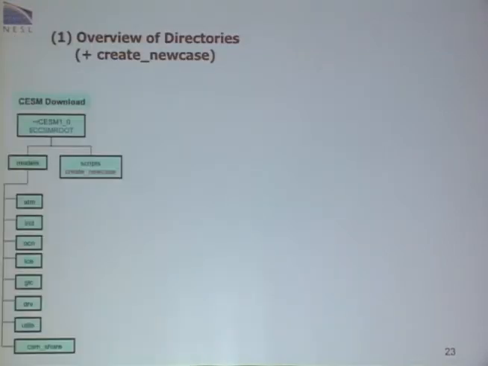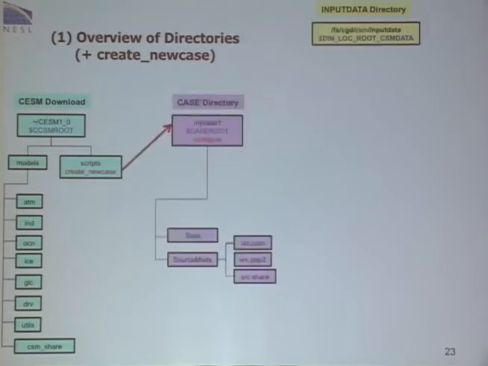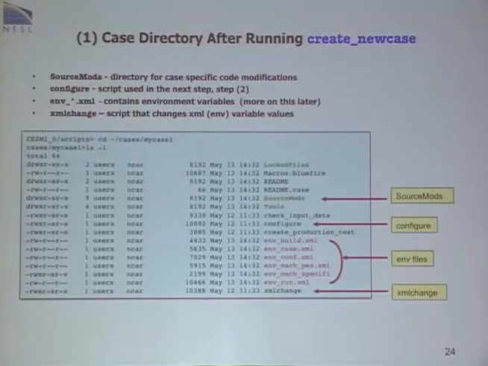So when you've created a new case, here's the directories that you're going to have on your system. Besides the source code and the input data, you'll have created a case directory, which will be populated with a few things. So here's a quick LS of what's in the case directory when it's created. There's a folder that's specific to any modifications of the source code you might want to use in that particular case. The configure script I point out because that's what we're going to be talking about next.